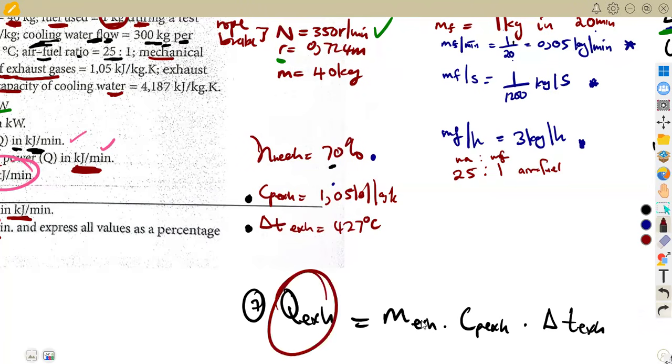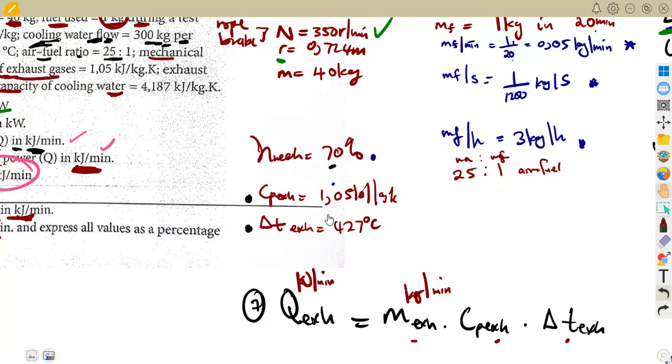Let's talk about this first. The units for this heat is needed in kilojoules per minute. So it means the mass of the exhaust gases must be in what? Kilograms per minute. All right, we have this, it is fine.